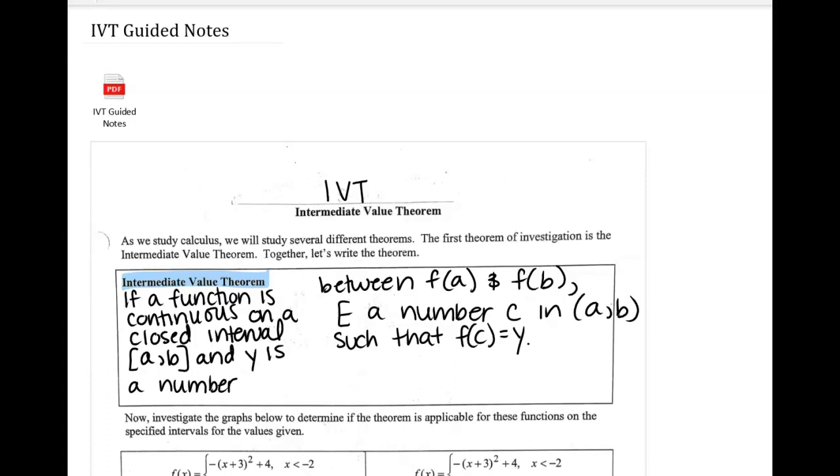So if a function is continuous on a closed interval A to B and y is a number between f of A and f of B, there exists a number C in the open interval A to B such that f of C equals y.